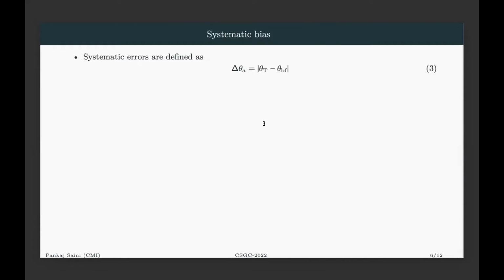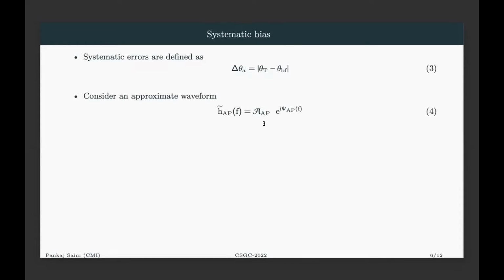So just to give an overview of systematic biases, these biases are due to our imperfect model that we use in our data analysis. And these systematic biases basically shift the mean of the distribution from the true value. And these are defined as the difference between the true value of the parameter and the best fit value of the parameter, which maximizes the likelihood in the data.